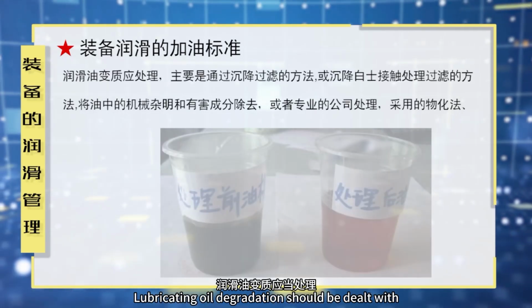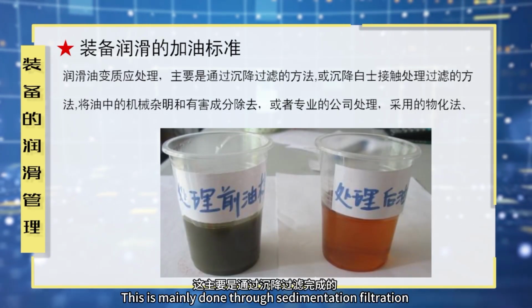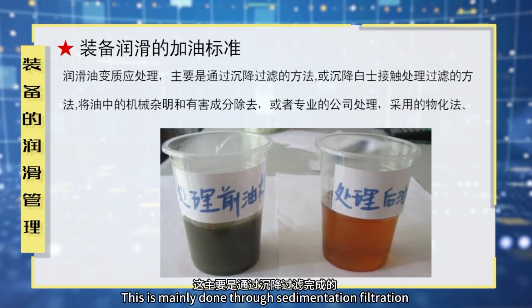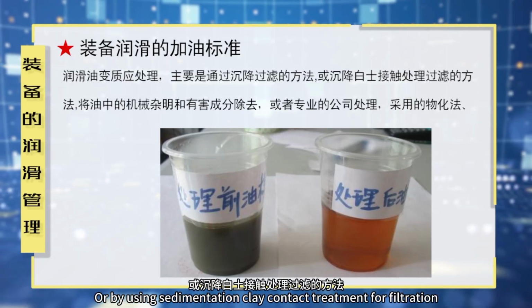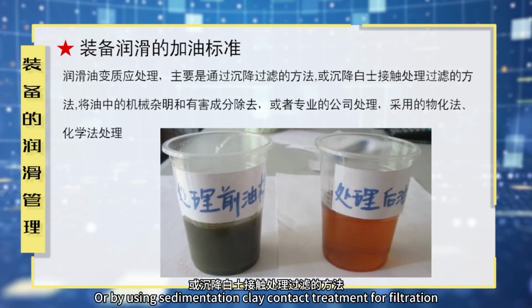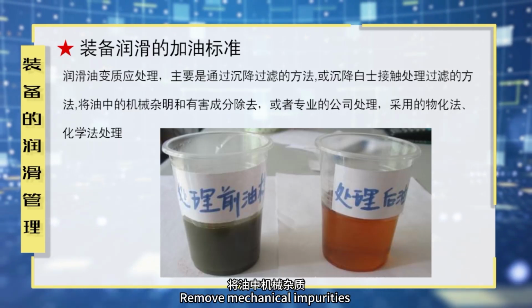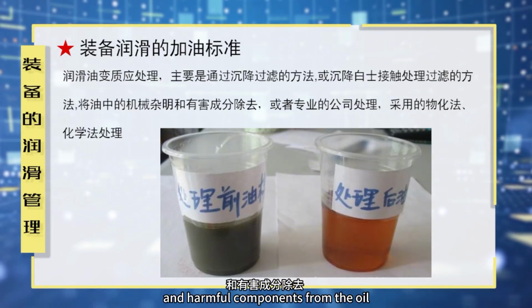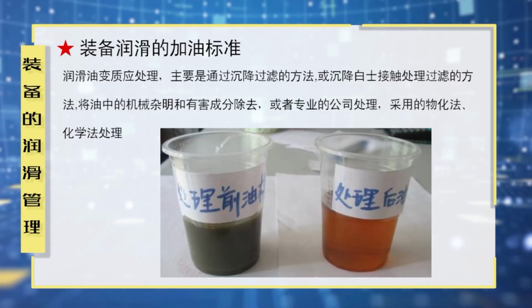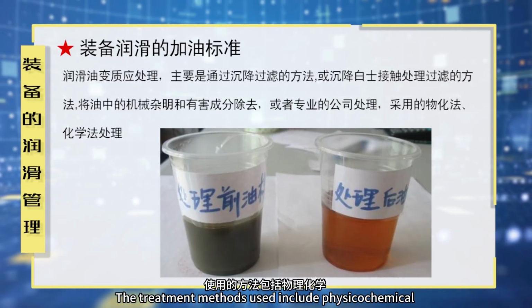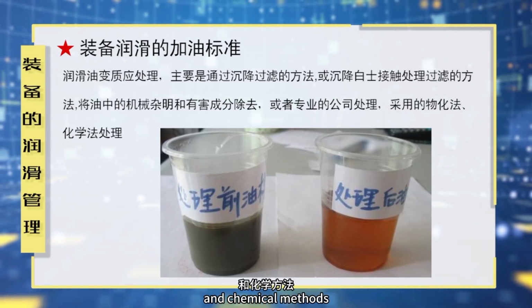Lubricating oil degradation should be dealt with. This is mainly done through sedimentation filtration and similar methods, or by using sedimentation clay contact treatment for filtration. Remove mechanical impurities and harmful components from the oil. Alternatively, professional companies can handle the treatment. The treatment methods used include physicochemical and chemical methods.